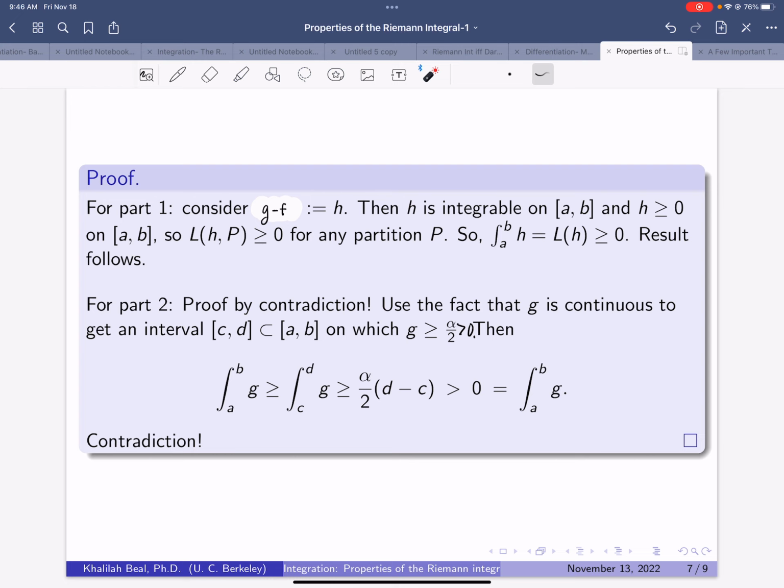And this is a summary I gave. I said consider h equal to g minus f. Then h is integrable by the last theorem that we proved, right? And h is bigger than or equal to 0 by the hypothesis. So for each partition P, the lower sum of h with respect to P is bigger than or equal to 0. Okay? So that means that the integral of h, which is the lower integral, which is the sup of all of these, has to be bigger than or equal to 0, and the result follows.